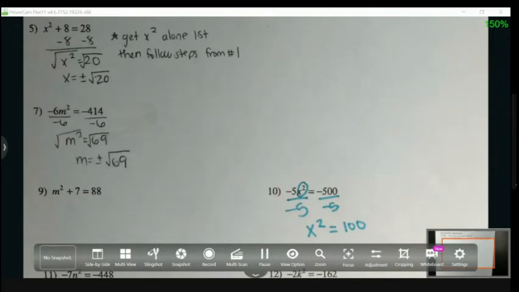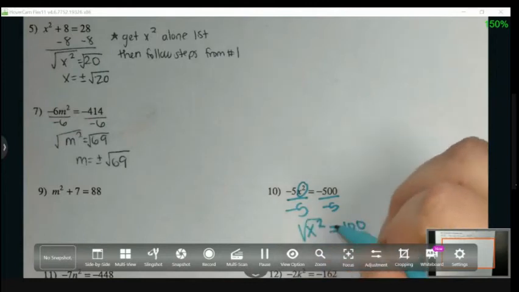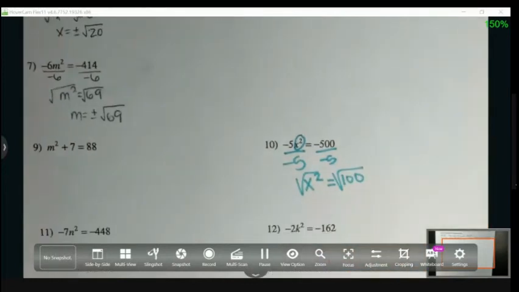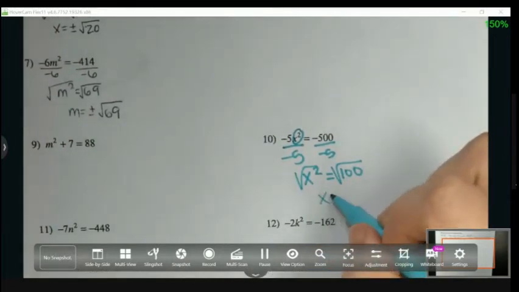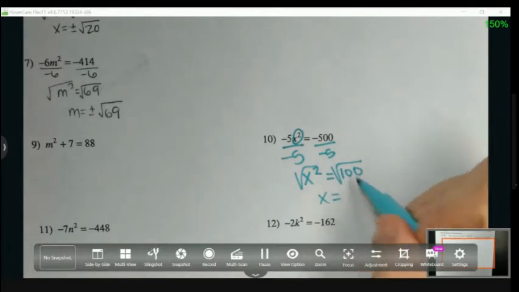And then we do the same thing that we did above. We take the square root of both sides. And I get that x equals, so the square root of 100 is 10. But remember, it's plus or minus.